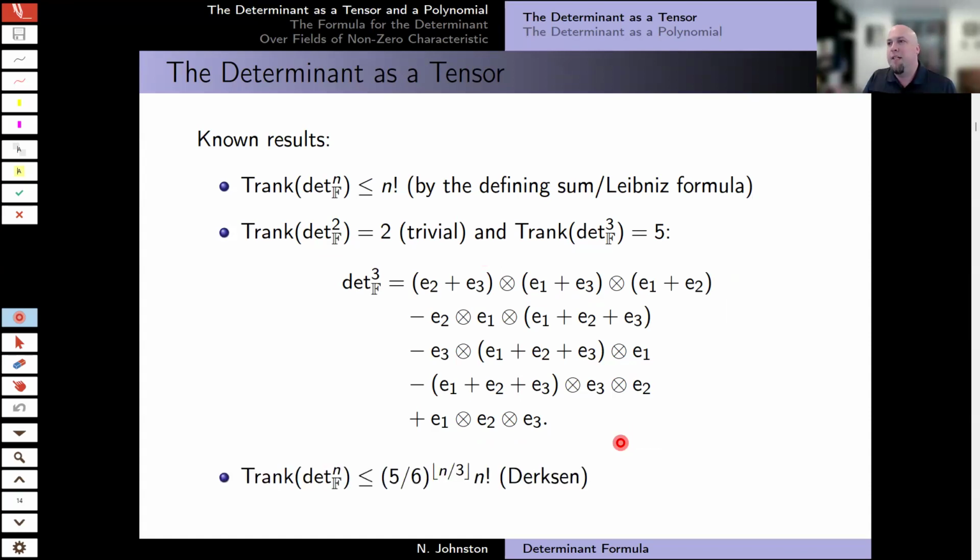And if you combine this with things like cofactor expansions, then very quickly you get a nice upper bound on how large the tensor rank of the n by n determinant can be. That's better than the naive upper bound, that's better than n factorial. Actually, for an n by n matrix, you can write down an explicit formula for the determinant that's no larger than roughly 5/6 to the power n over 3 times n factorial. So a little bit smaller than n factorial.